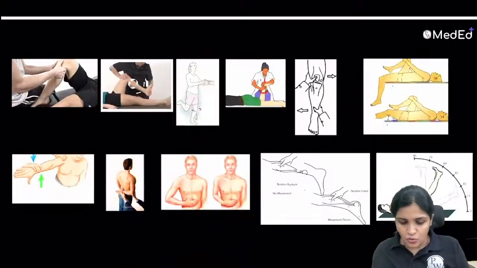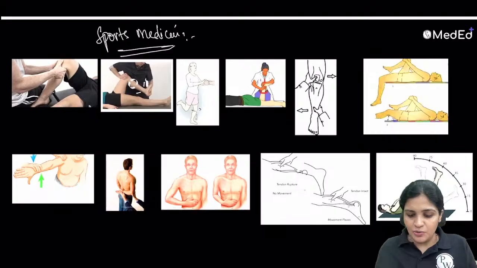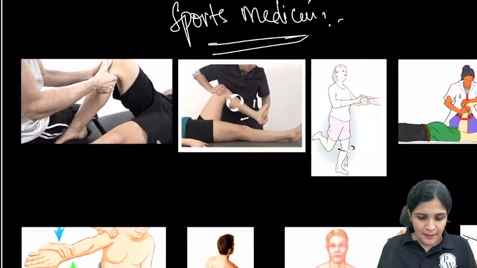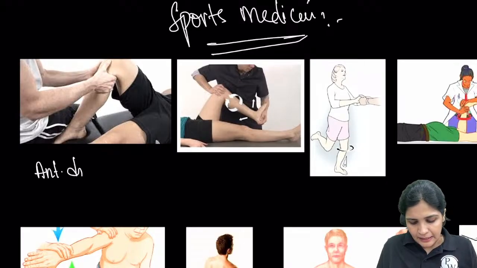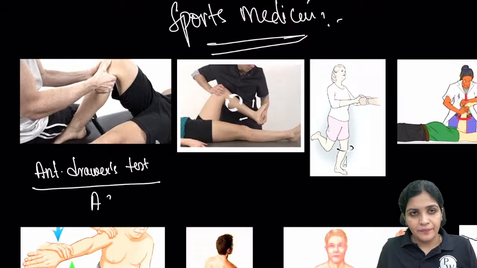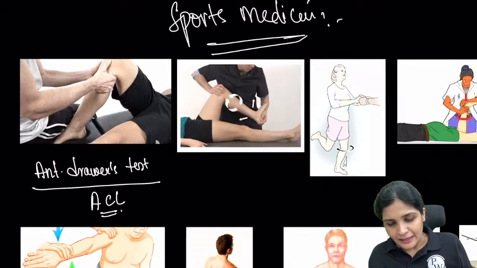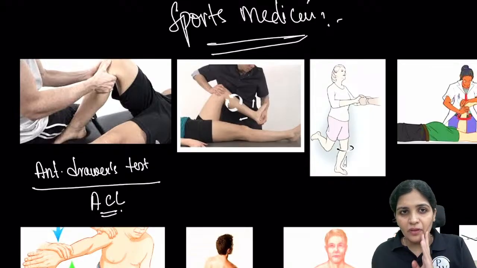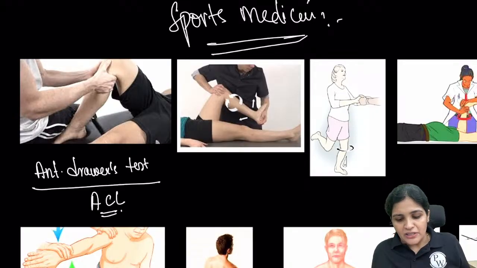Now let's go to sports medicine. This is again very, very important. There are various tests which you have to remember. I will tell you only the name of the test. The first one is anterior drawer test. This is for testing your ACL, anterior cruciate ligament. Okay. Feeling sleepy? No. So this is for anterior cruciate ligament.